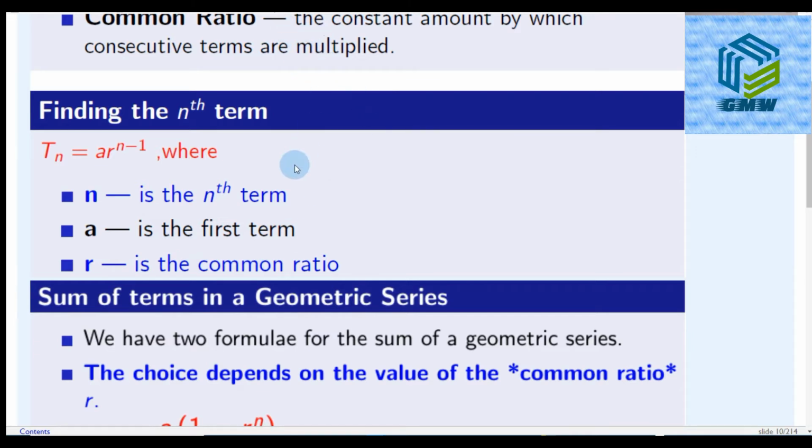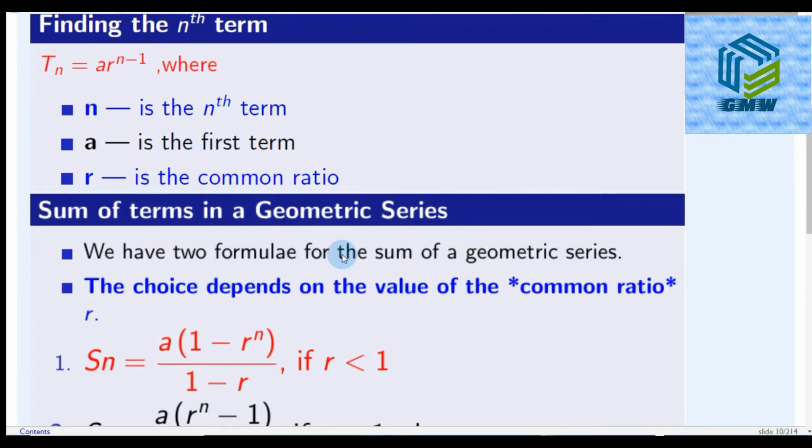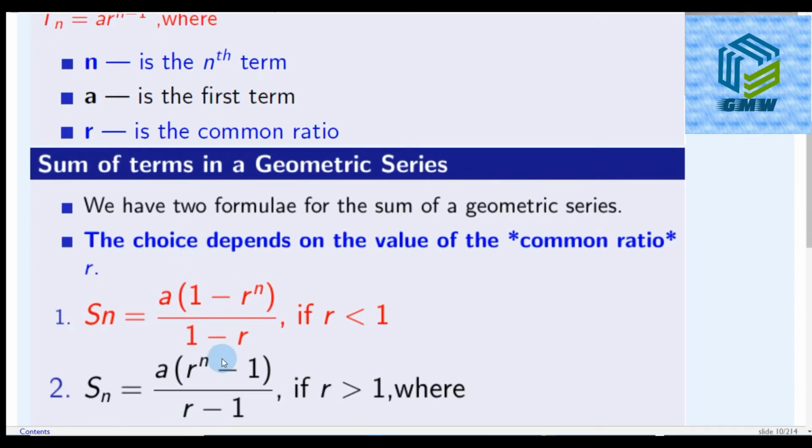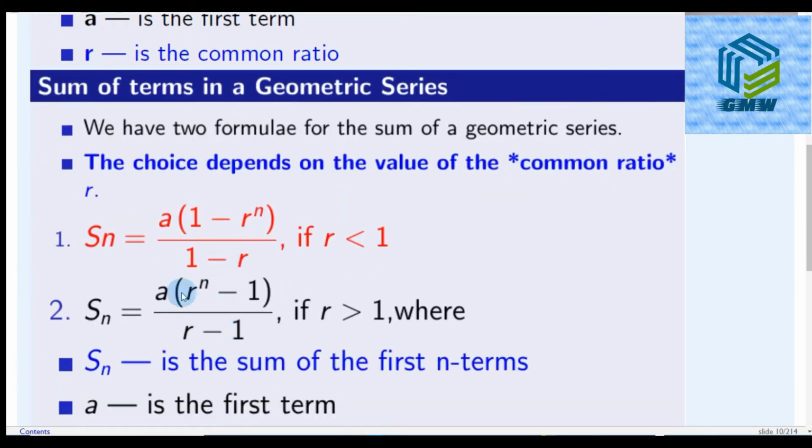Having said this, we also need to understand how to find the sum of terms in a geometric series. We have two formulae for the sum of a geometric series. The choice depends on the value of the common ratio r. So, for you to be able to make a choice when a question asks you to find the sum of terms, you first need to find the value of r. Then that will help you to choose one of the formulas given below.